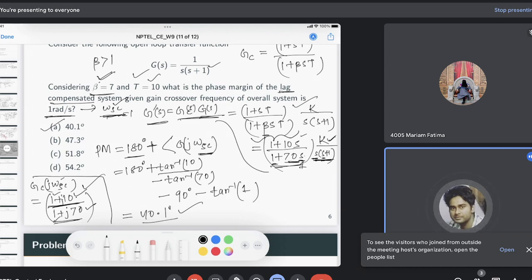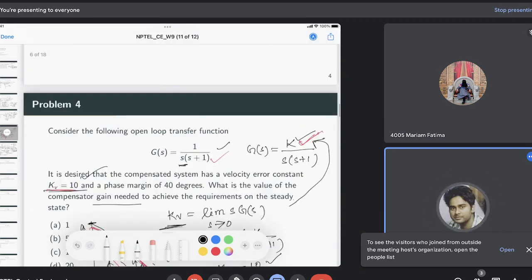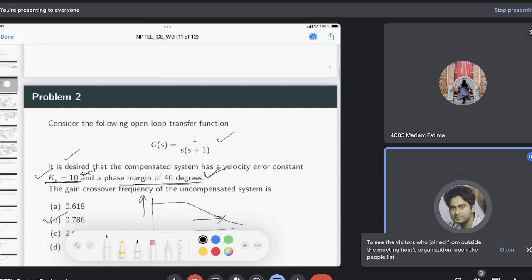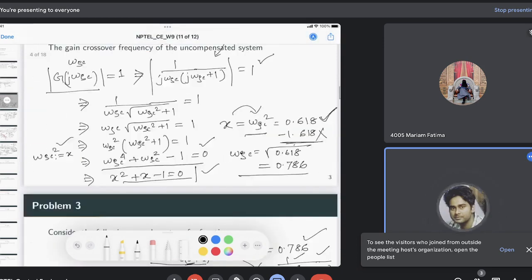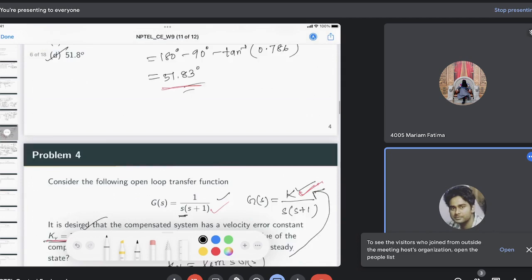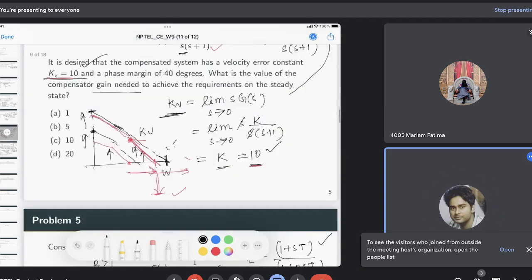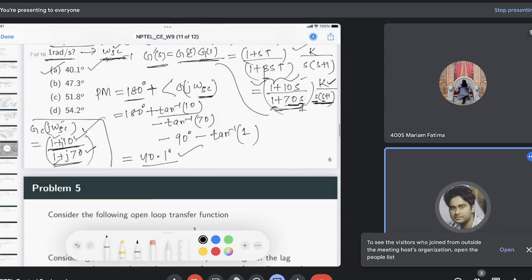With this compensator design, by choosing this value, even after the gain adjustment, we can achieve the desired phase margin. Originally the desired phase margin was 40 degrees, so we can approximately achieve that phase margin.